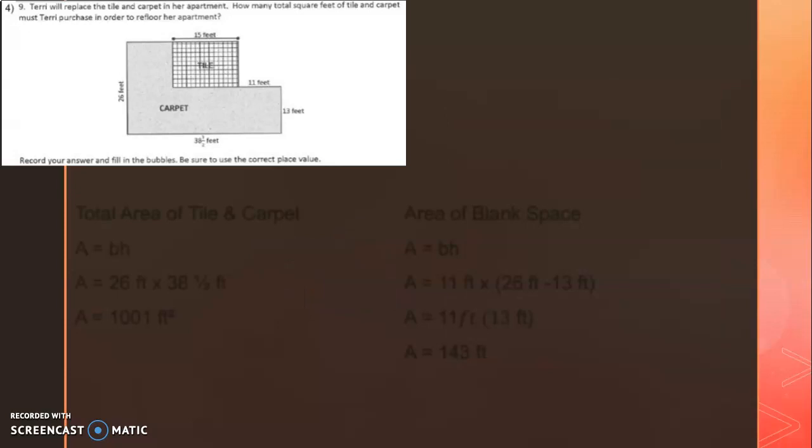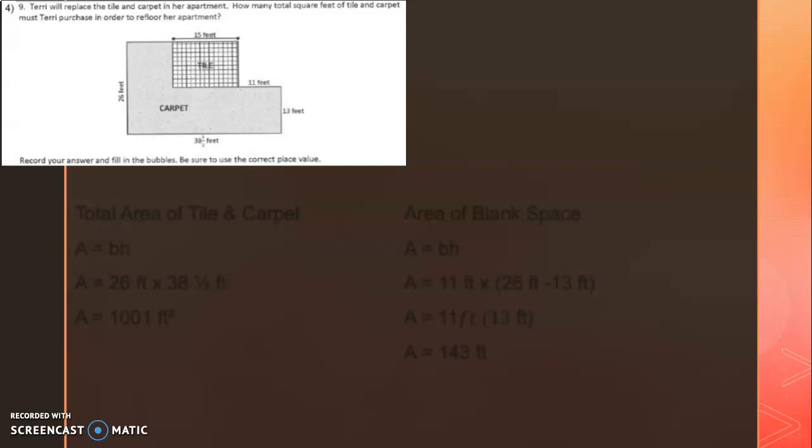So question number 1 says that Terry will replace the tile of the carpet in her apartment. How many total square feet of tile and carpet must Terry purchase in order to refloor her apartment? Alright, so here we notice that we essentially have, well, we could technically have 3 different shapes, but we'll keep it simple. We'll just count it as 2 different shapes, being the carpet and the tile.